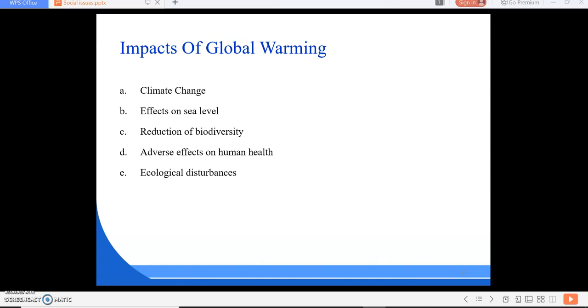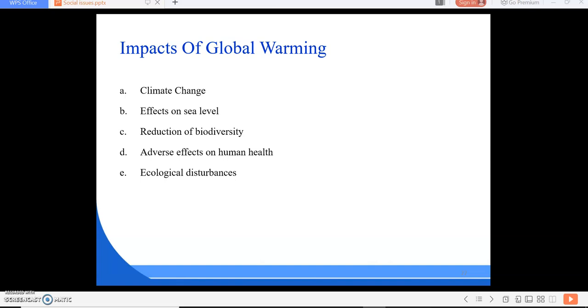Next is adverse effects on human health. Global warming will lead to changes in the rainfall pattern in many areas, thereby affecting the distribution of vector-borne diseases like malaria, filariasis, etc. Warmer temperature and more water stagnation would favor the breeding of mosquitoes, snails, and some insects, which are vectors of such diseases. Higher temperature and humidity will increase respiratory and skin diseases. Keeping in view all the ill effects of global warming, UNEP, the United Nations Environment Programme, has been celebrating 5th June as World Environment Day every year since 1989.